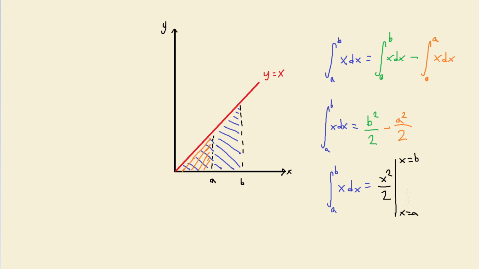And so what this notation means is exactly this. We are plugging x is equal to b into this function here, and then we're subtracting a being plugged into the same function. And so these are equal ways of expressing this idea.